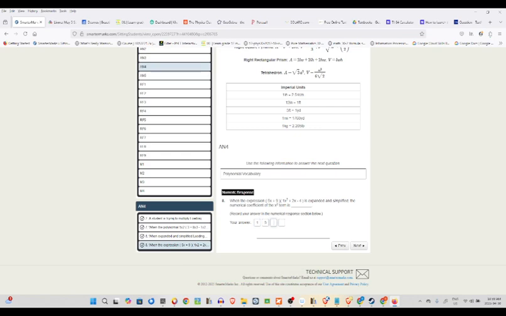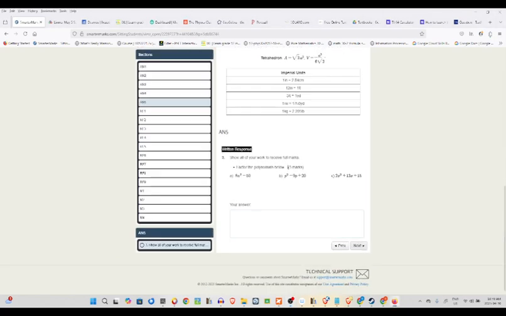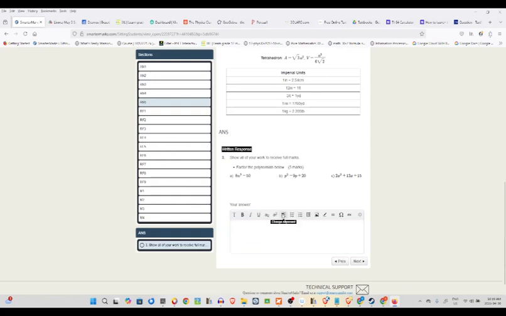All right, moving on to AN5. We want to factor these polynomials. Right, we have 8n squared minus 50.